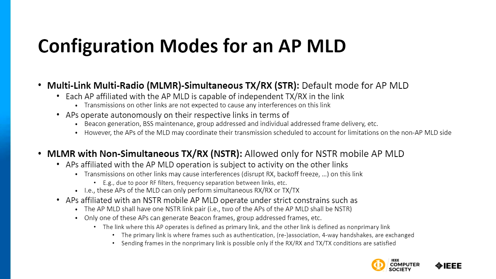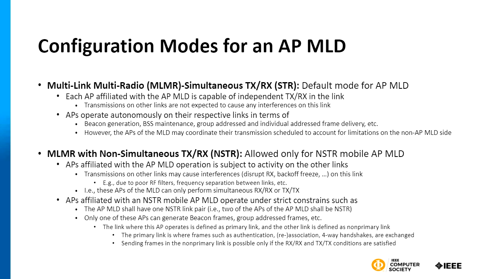So we have multi-link, multi-radio, simultaneous transmit receive. So essentially an AP MLD is capable of receiving and transmitting at the same time independently over multiple links and process this information technically independently between the stations and forward it to the higher layers.